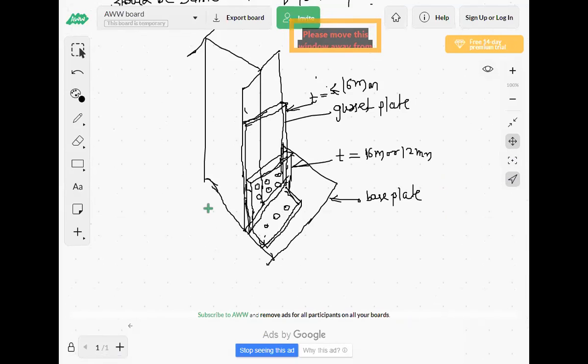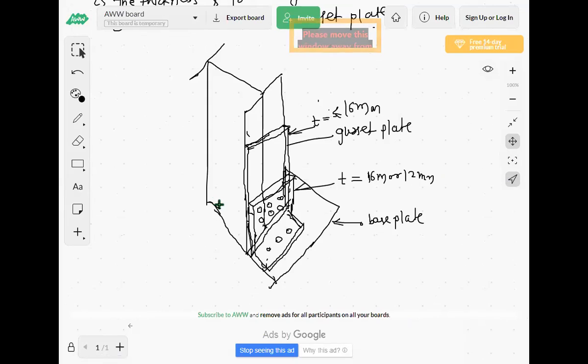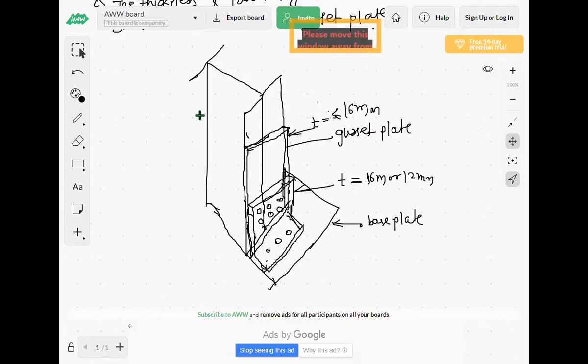Okay, once you have drawn the sketch, because this is very important. Sometimes this question will be asked in the MCQ examination: minimum thickness of the gusset plate. So minimum thickness of the gusset plate you have to take 16 mm.